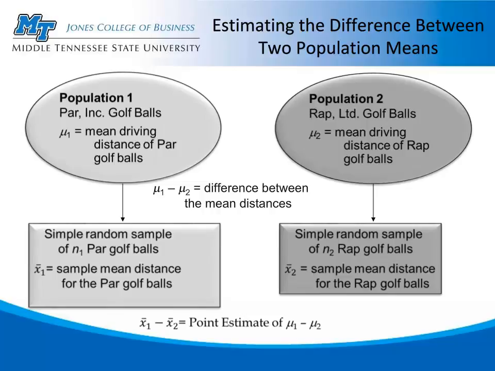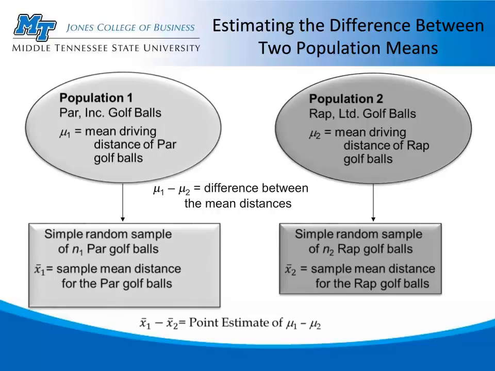And then x1 bar minus x2 bar is going to be the point estimate to estimate what the difference is in the population means. But we're going to have the same general form for an interval estimate. We're going to have the statistic, the point estimate, in this case x1 bar minus x2 bar, plus or minus the margin of error. Now the margin of error is going to be the z-value multiplied times the standard error of the statistic.